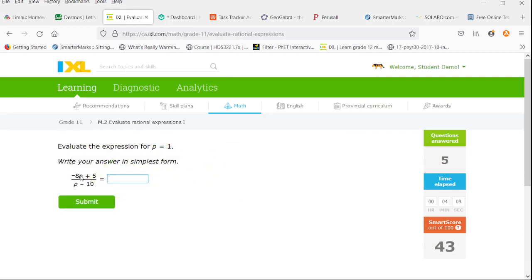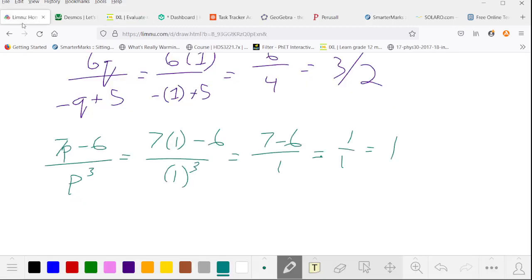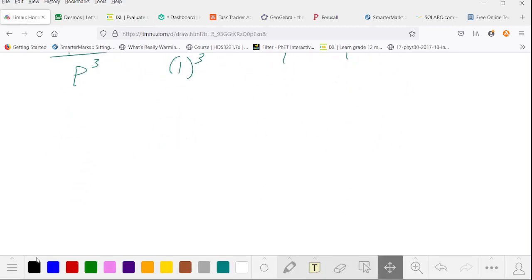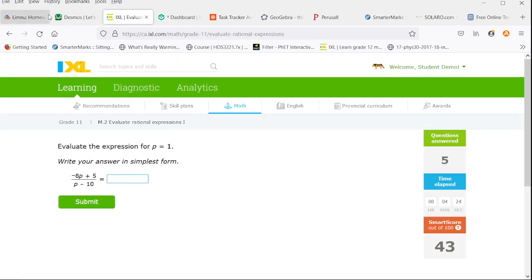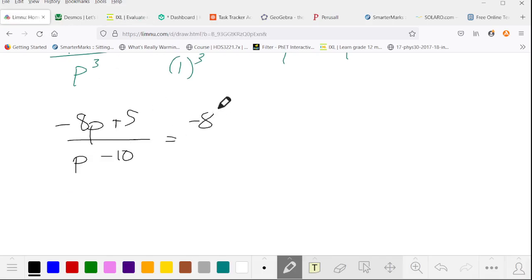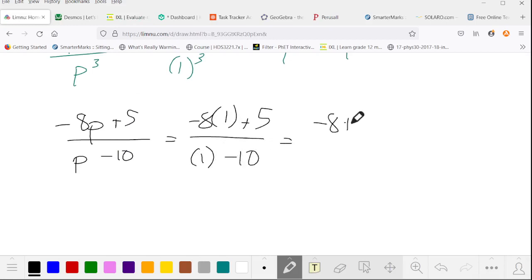Now for p equals 1, we have a negative 8p plus 5 over p minus 10. Negative 8p plus 5, I believe it was, over p minus 10. This is going to be for p equals 1. So negative 8 plus 5 over a negative 9. Negative 3 over negative 9, which reduces to 1/3.